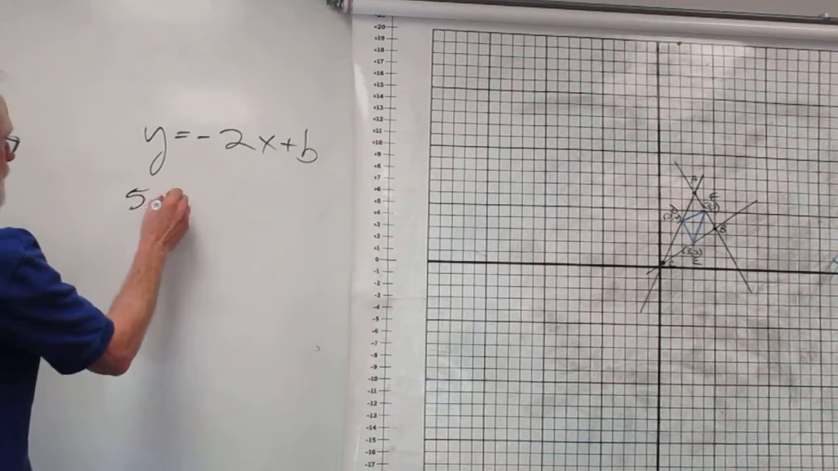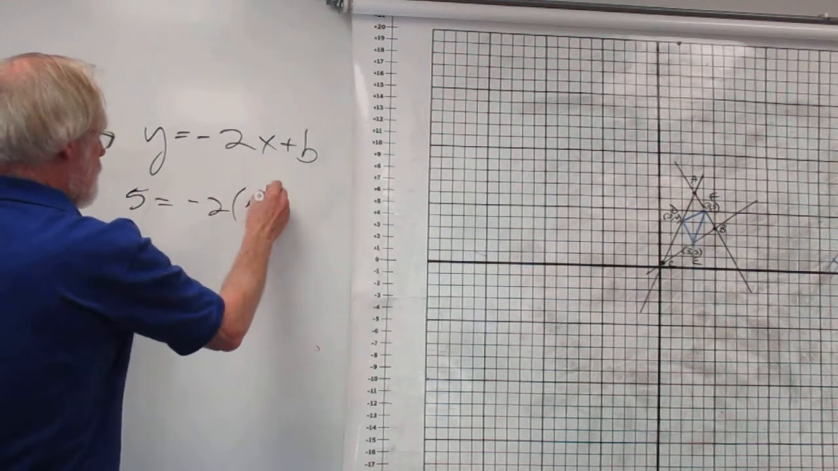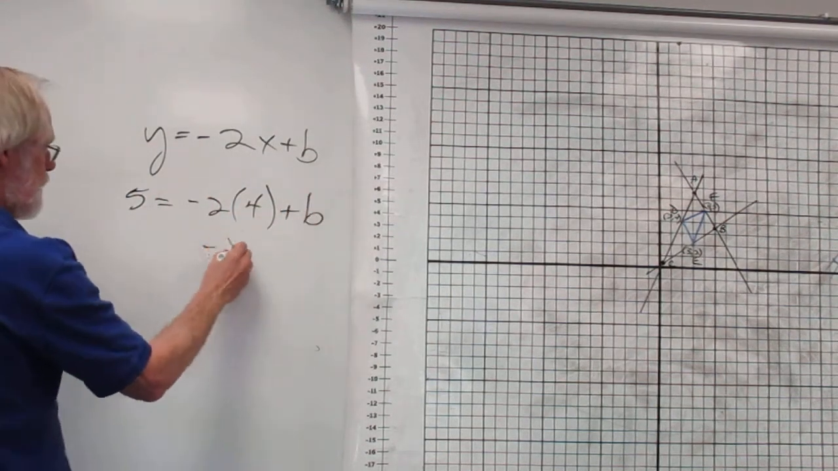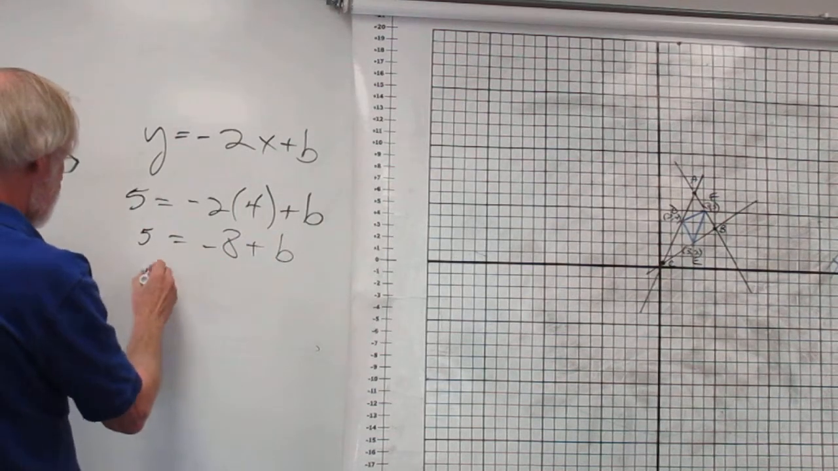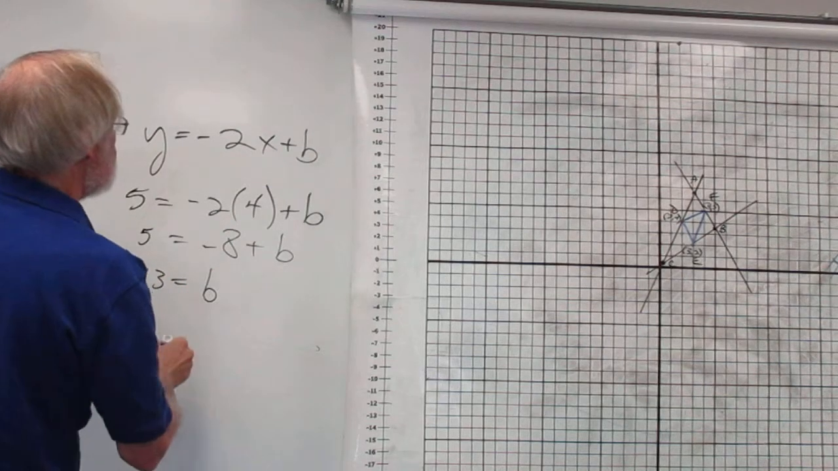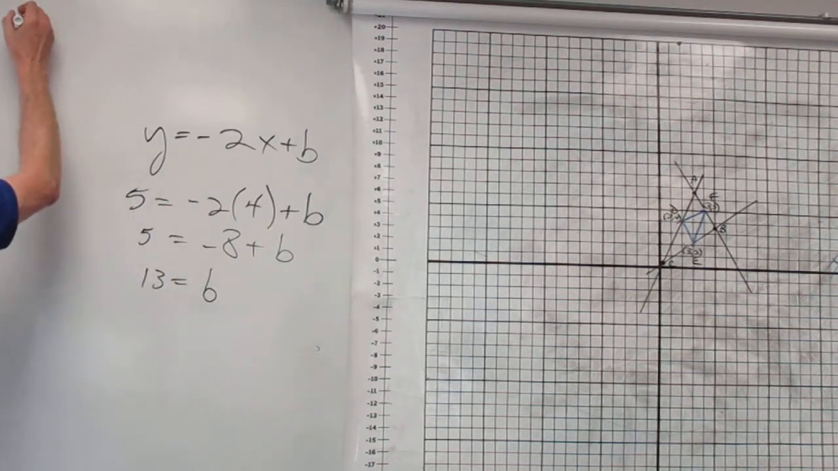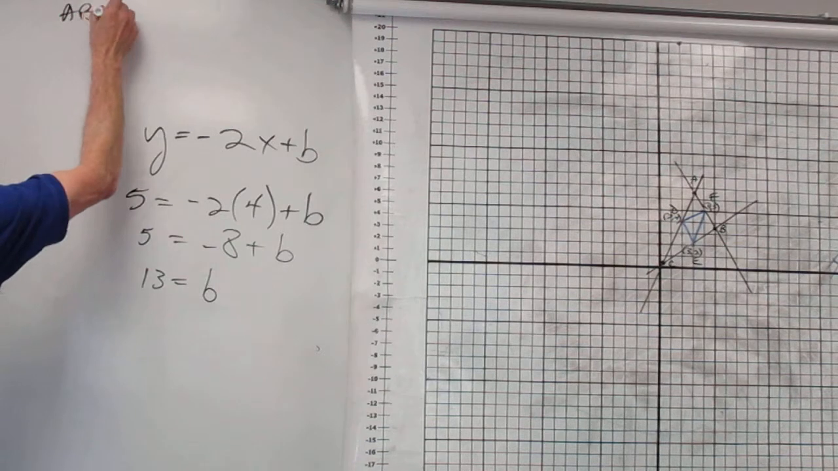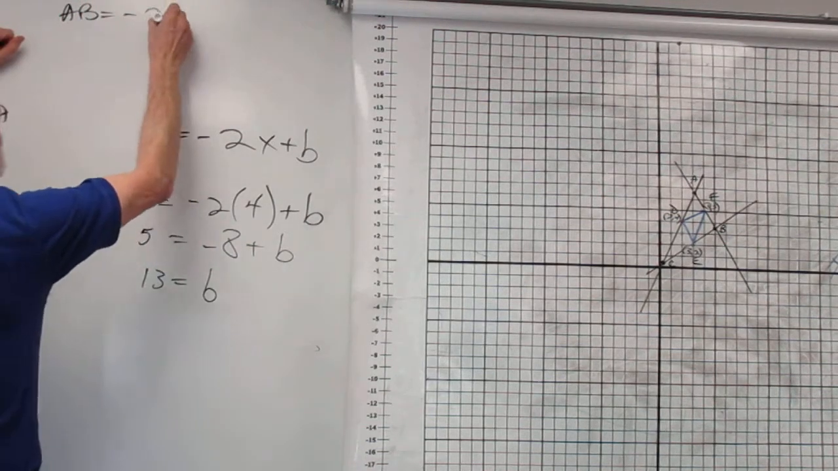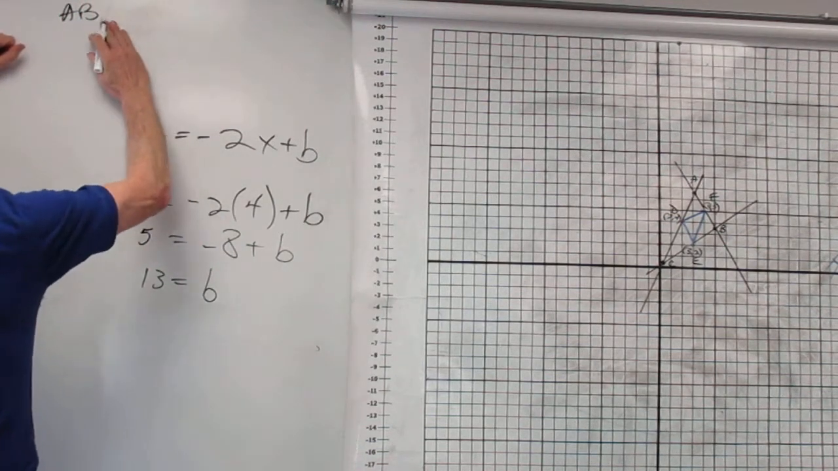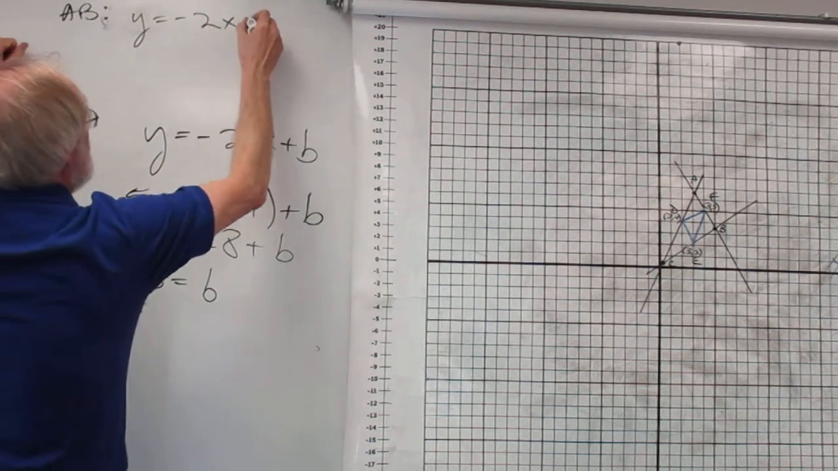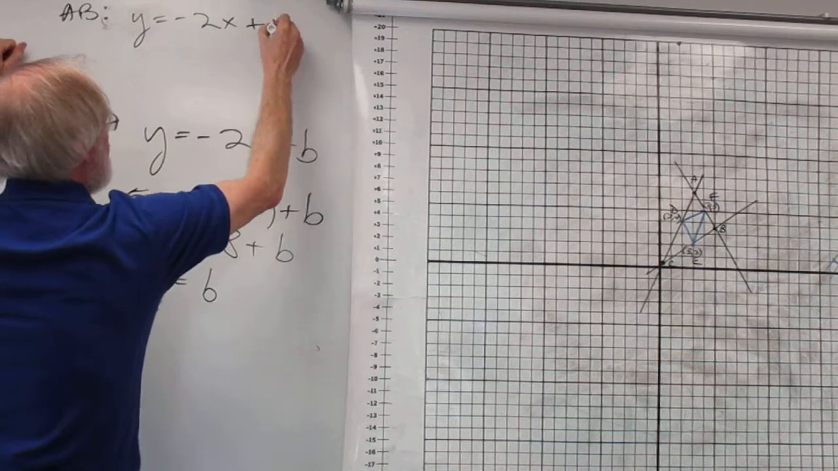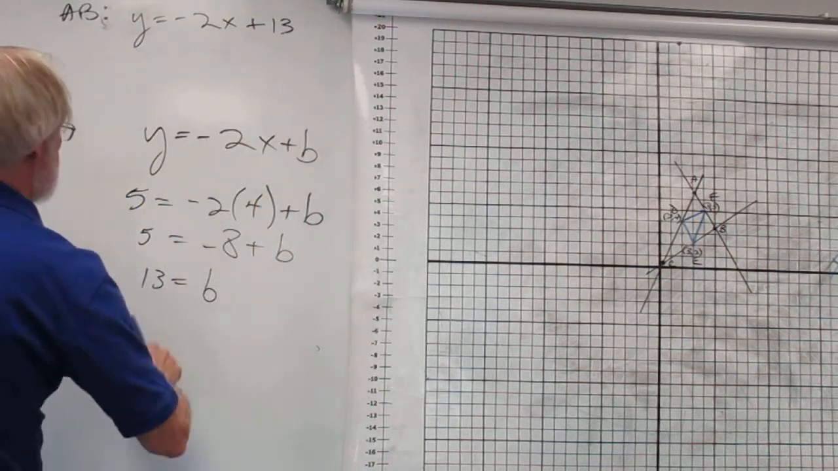So 5 equals -2 times 4 plus b. This becomes -8 plus b. So I add 8 to both sides, I get 13 equals b. So AB then is equal to y equals, let's do it this way, y equals -2x plus 13. All right, there's the first one.